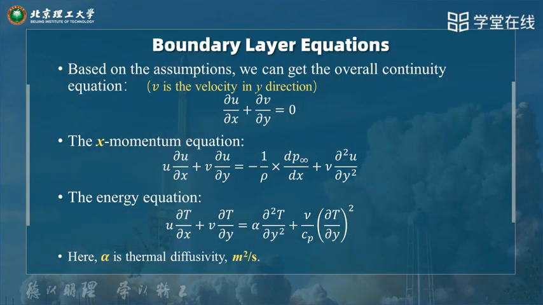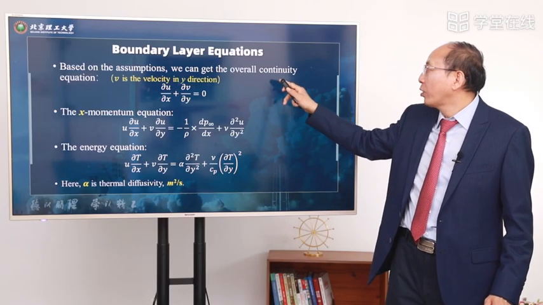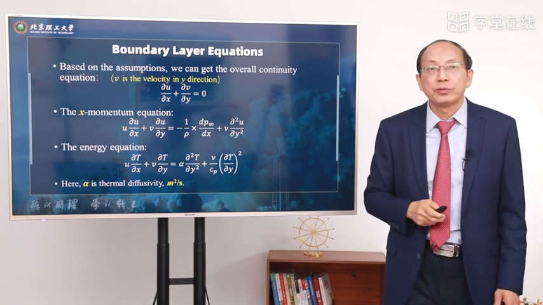With these assumptions, we can get the overall continuity equation. Here v is the velocity in the y direction. So partial u over partial x plus partial v over partial y equals 0. Because of this, we call it the continuity equation.